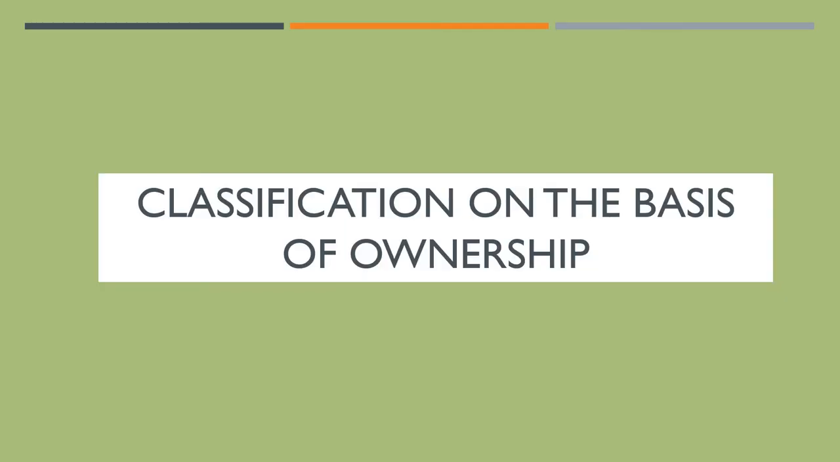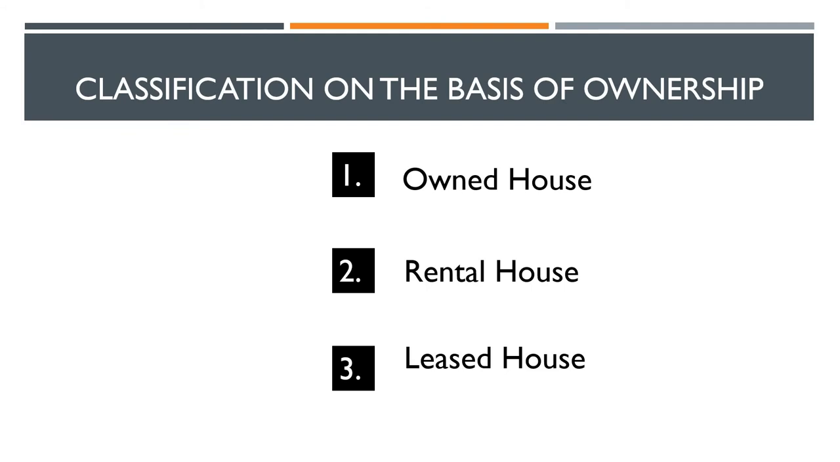The next classification is on the basis of ownership. On the basis of ownership, we have classified our housing typologies on three bases, which are owned, rental, and leased. Owned means you own the land as well as the house you've made on it.